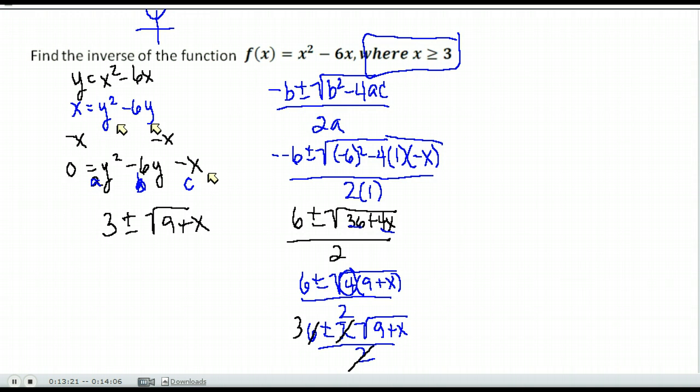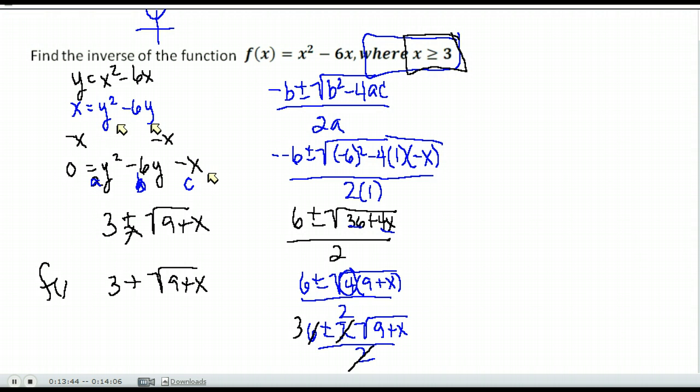Okay, now we have to keep in mind that we only wanted certain values, right? We only wanted this where x is greater than or equal to 3. So we're not going to write down both answers. We're only going to write down one of the answers. We're going to take out the negative part. We only want the positive.